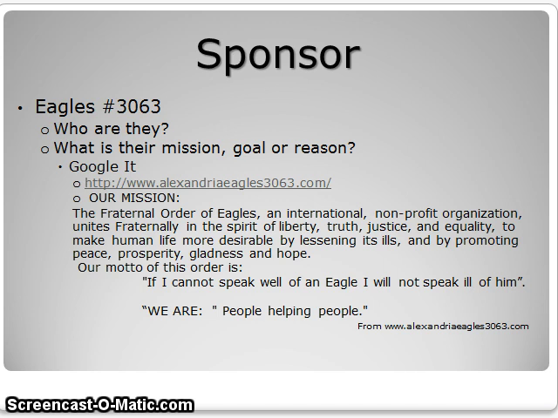They also have a motto, which is, "If I cannot speak well of an eagle, I will not speak ill of him." From this information, we are able to understand that the Eagles number 3063 are a service and support-oriented group for the community. The information in this example lets us know that we need to write our essay while focusing more on our volunteer work and service-oriented help that we have provided others.